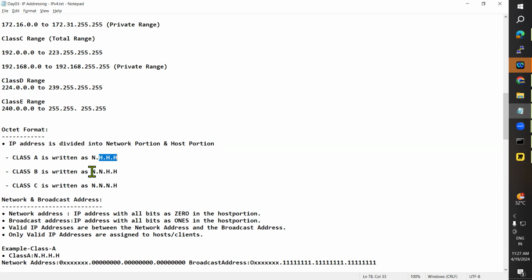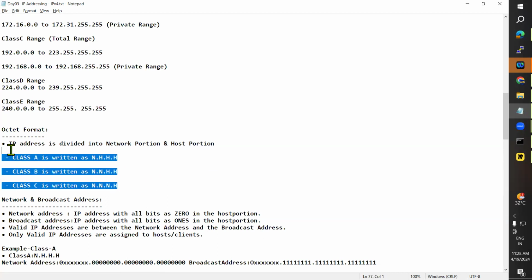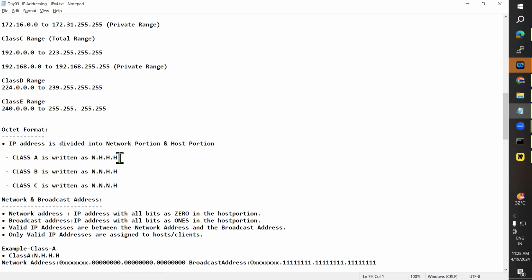In class B, network portion is 2 and host portion is 2. In class C, network portion is 3 and host portion is 1. So where will we get more IP addresses among the three? Any guesses? Class A, because here the host portion is more. Host portion means IP addresses. So we get more IP addresses in class A, then class B, and then class C.